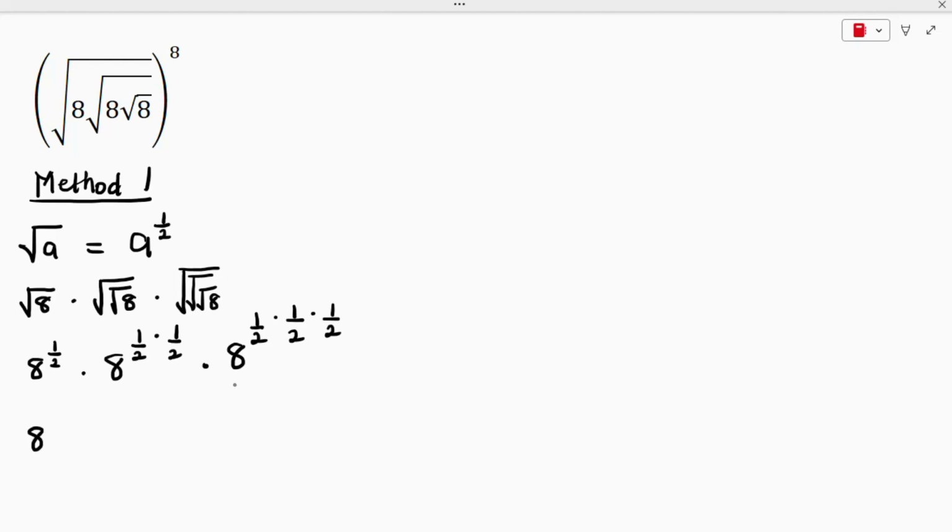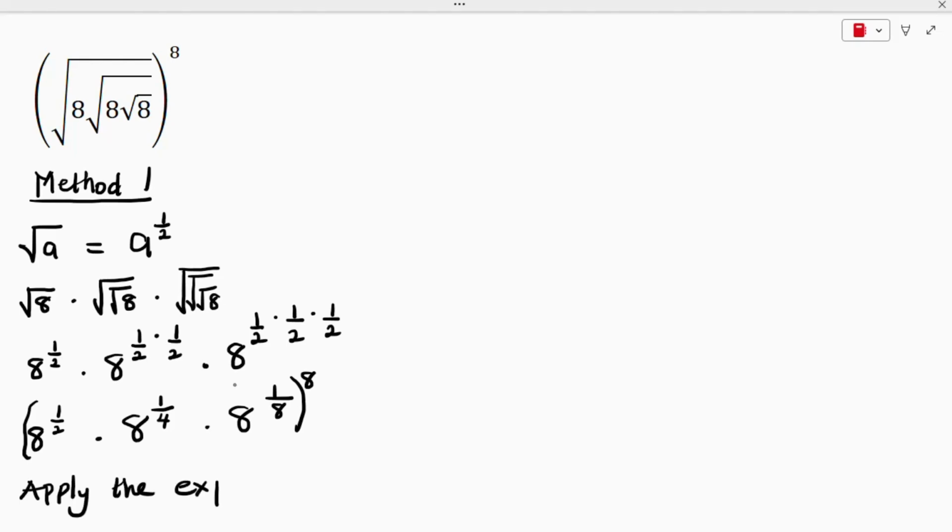We have 8 to the power of 1 over 2, multiply 8 to the power of 1 times 1 over 2 times 2, which is 4, multiply 8 to the power of 1 times 1 times 1 over 2 times 2 times 2, which is 8. And we have this right here. So once we are done, all of this is always a power of 8 from the question. Okay, so the next thing we want to do is to simply apply the exponent rule.